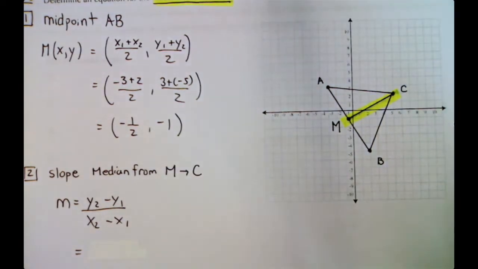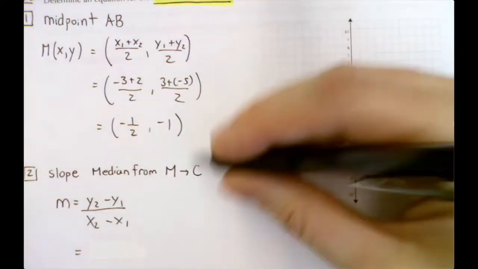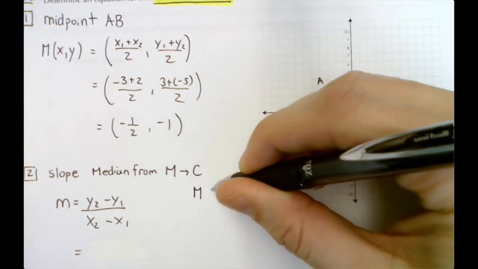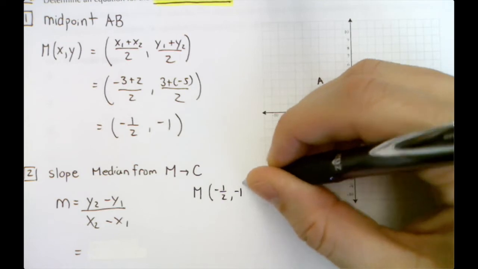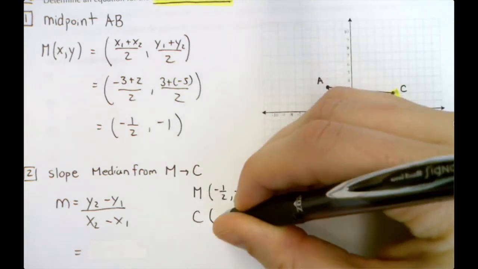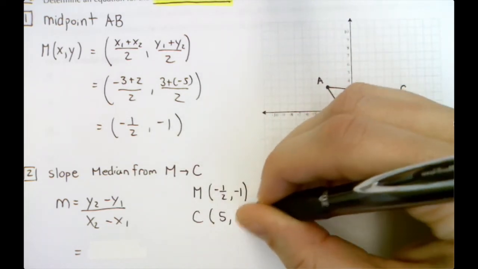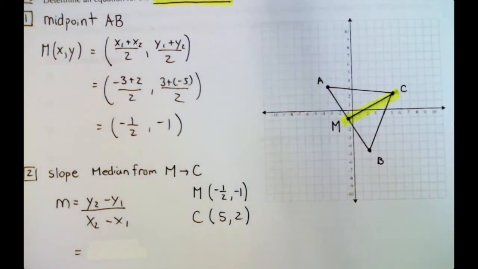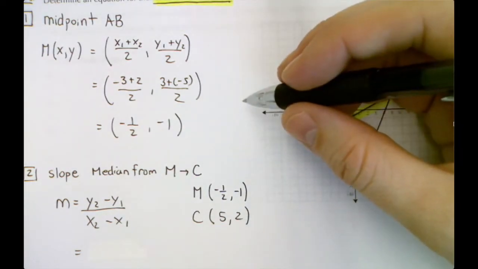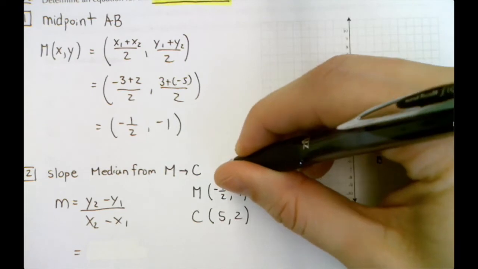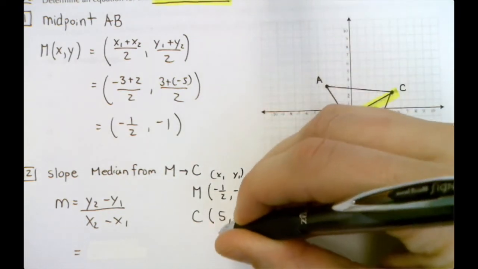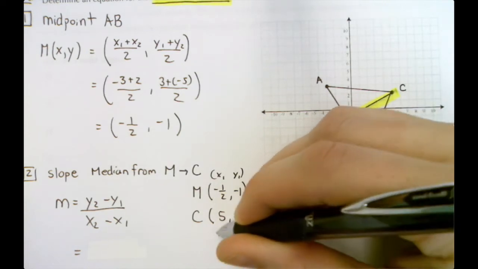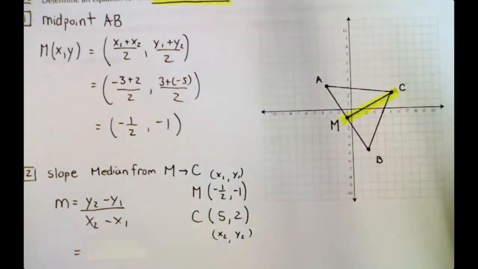Let's try that again. I'm going to write my points over here so we have that organized. M is (-1/2, -1), and C is (5, 2). So if this is my first point, let's say this is my x1, that's my y1, this would be my x2, my y2.